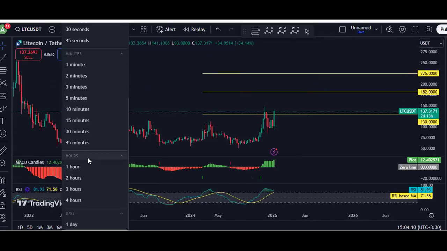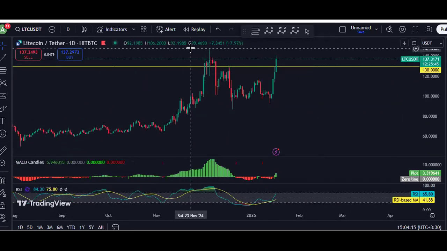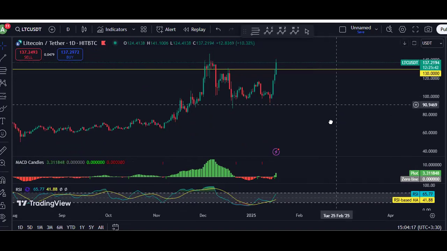The only thing is we are looking to see the breakout of 147, which is the previous top. Okay, then we just follow the chart.